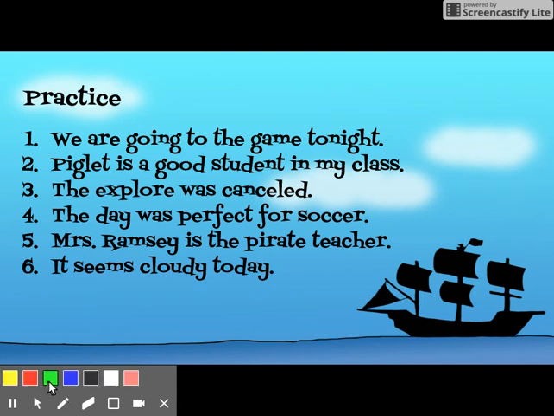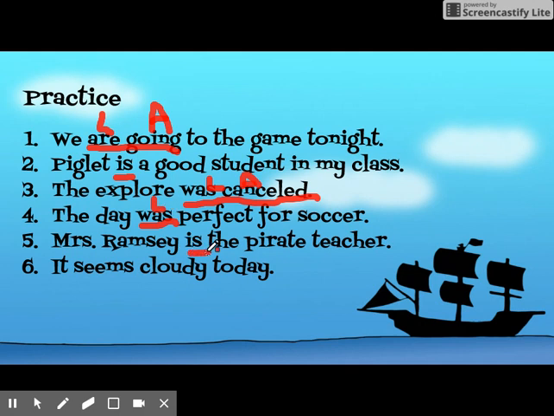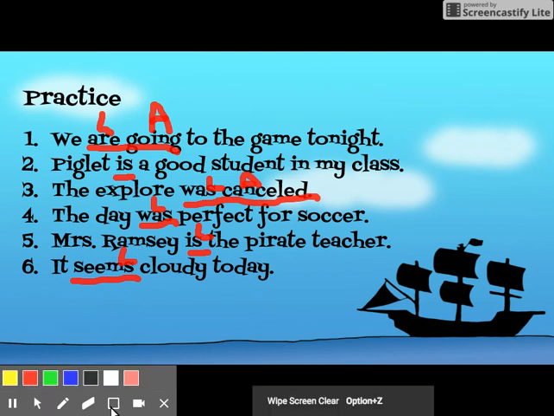All right. Let's see what we got here. Are going. Are is a linking verb. Going is an action verb. Is, linking verb. Was canceled. So we have a linking verb and an action verb. Was, linking verb. Is, linking verb. Seems, it's a linking verb, so we can replace it. It is cloudy today, so it still makes sense. That's what you have there.